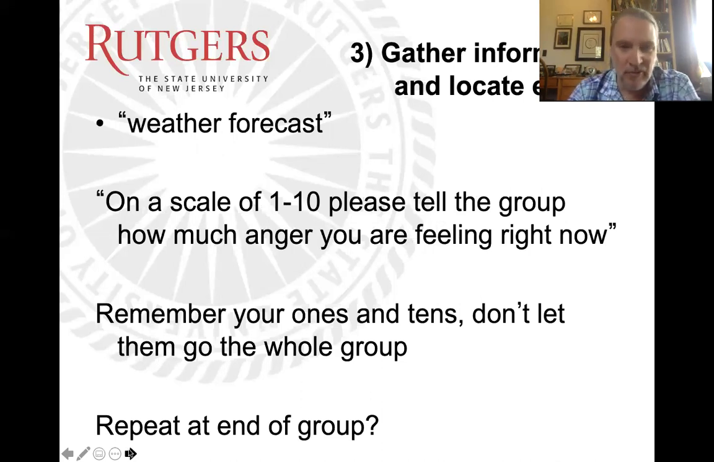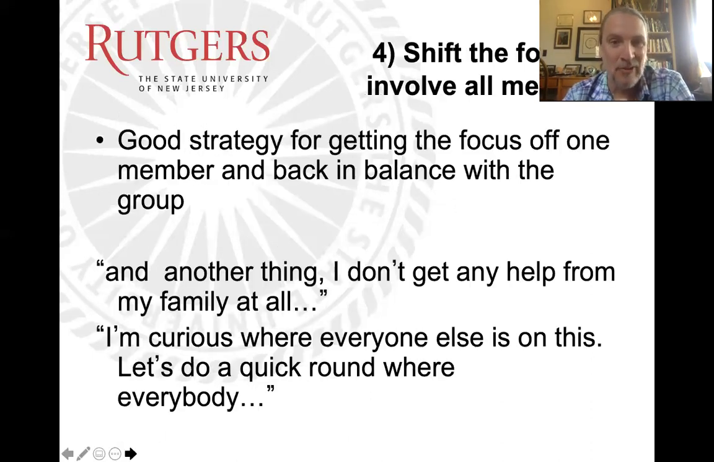Another example of this, the weather forecast, the scale of 1 to 10, as we mentioned before. Neat idea to do these rounds at the beginning and end of group. If you're doing anger management, scale of 1 to 10, how angry are you right now? Do it at the beginning, check in again at the end. Guaranteed you're gonna have somebody that's more than a 10, and you wanna know that at the earliest opportunity. Again, you wanna shift it so we involve all people. So there's an example here.